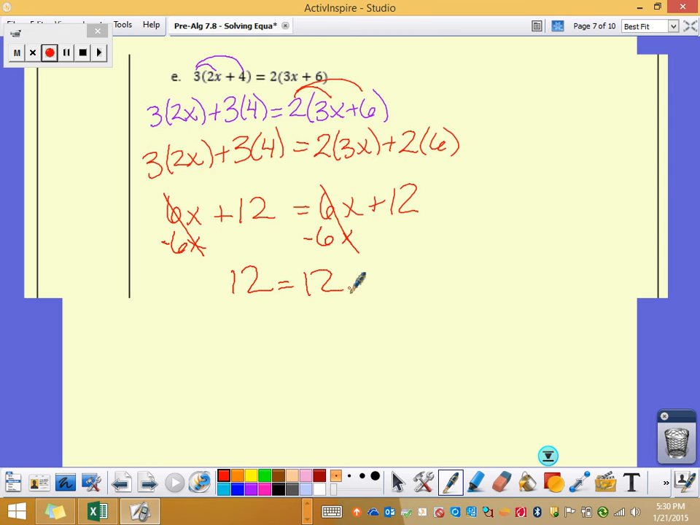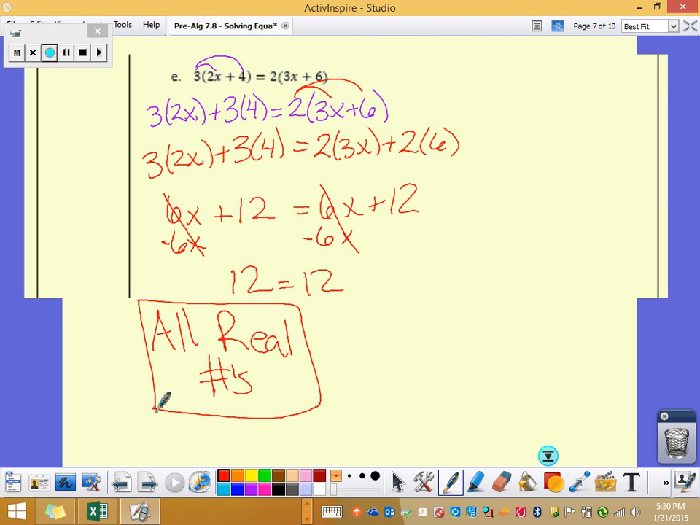Yeah, that's true. We know when we get 12 equals 12, our answer is infinitely many solutions, or today we're going with all real numbers, and I'm lazy and I'm going to abbreviate. And that's fine if you do the same.